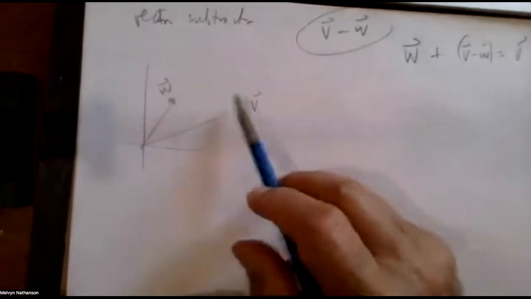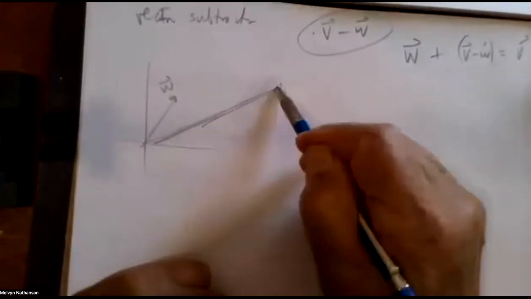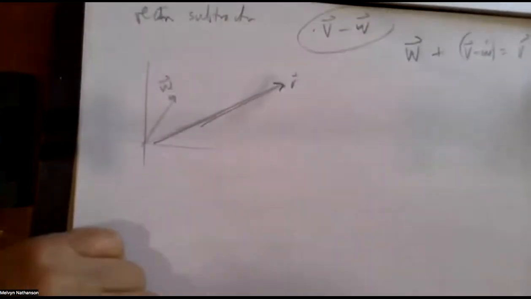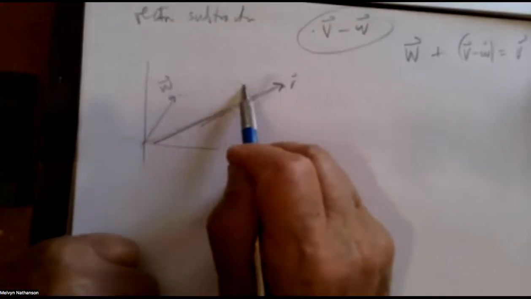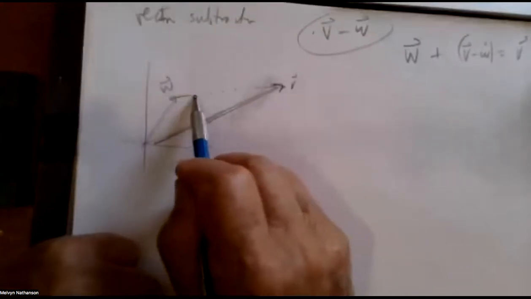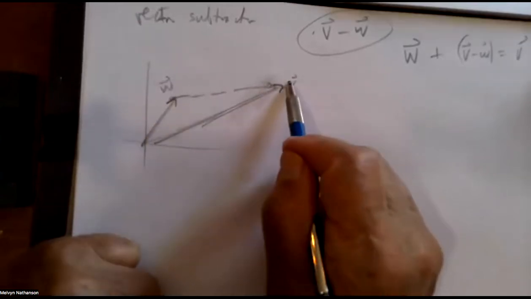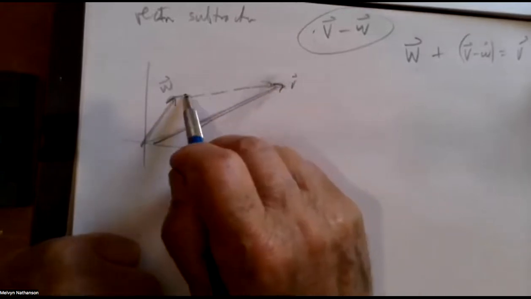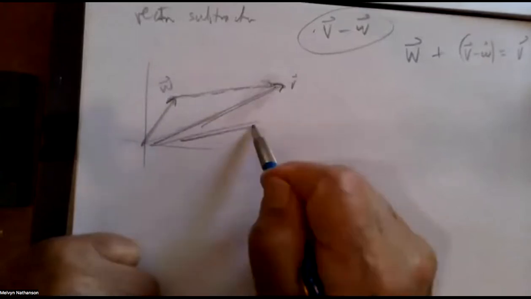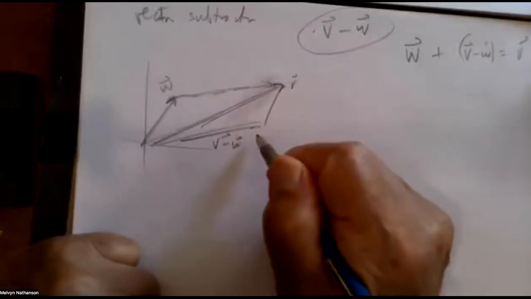What is it that you would add to W? Let me draw this a little bit better, to make it a little more interesting. So what is it that you would add to W to get V? What vector? It would be a vector that looks like this, right? So if you have W and you add this, you get V. So this vector should be V minus W.